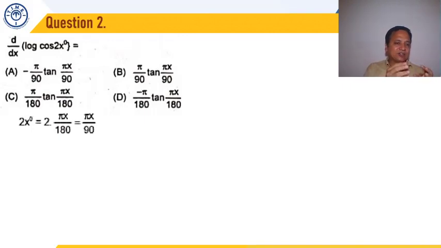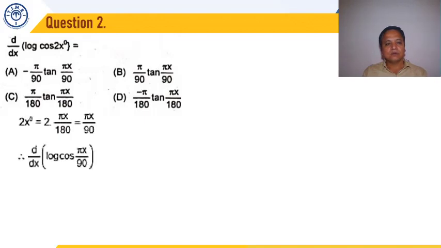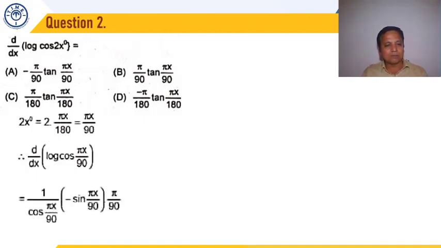So instead of x degree we write it multiplied by pi by 180 into x, it becomes radians, and 2 was already there, so it becomes pi x by 90. So our question changes to d by dx of log cos pi x by 90. Log x differentiation is 1 upon x. Cos x differentiation is minus sin x. So when we differentiate, we say 1 upon cos pi x by 90. But this is not x, this is cos pi x by 90. So we multiply by differentiation of cos pi x by 90, which is minus sin pi x by 90.